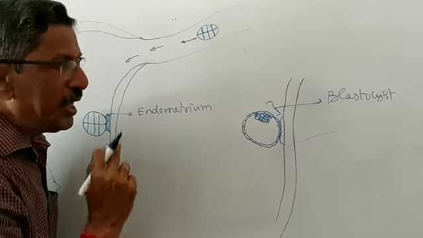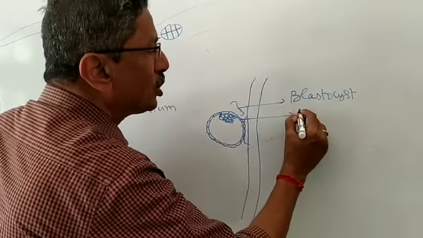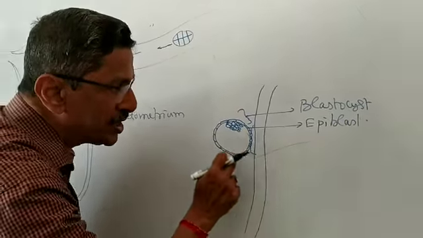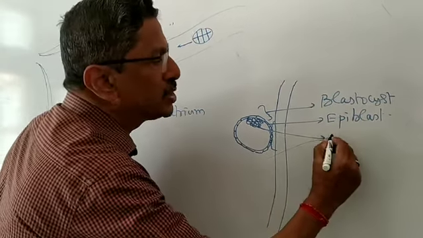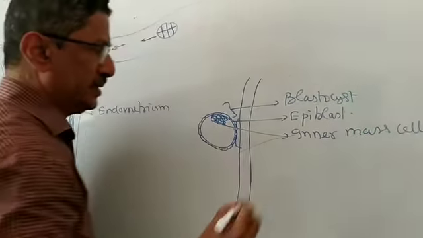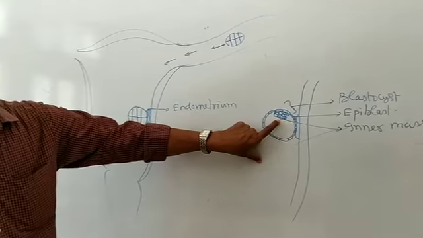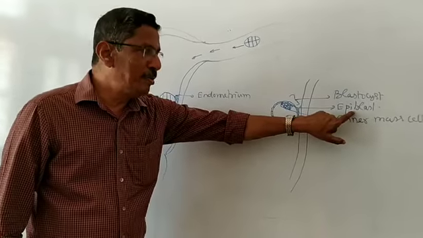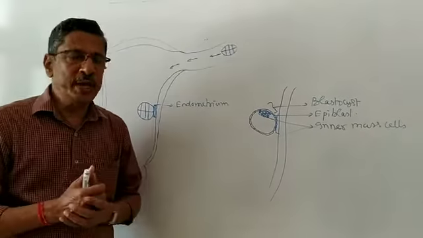Now in the blastocyst, two types of cells will be there. One is the flattened cells at the outer region, which are called the epiblast. And the mass of spherical cells present inside is called the inner mass cells. During pregnancy, the inner mass cells will develop into the fetus, the growing baby. The outer layer, the epiblast, is going to develop into the protective layers of the fetus, which are covering it.